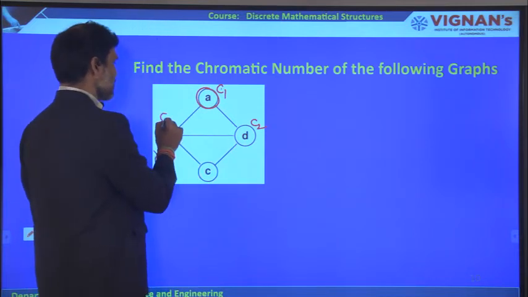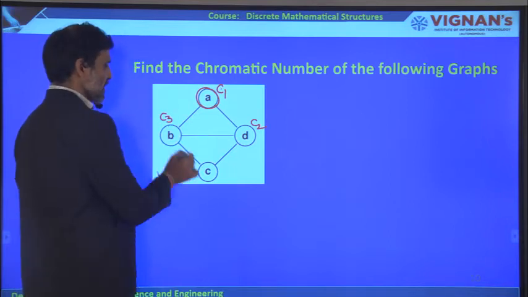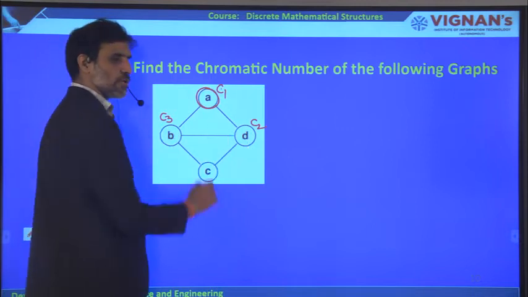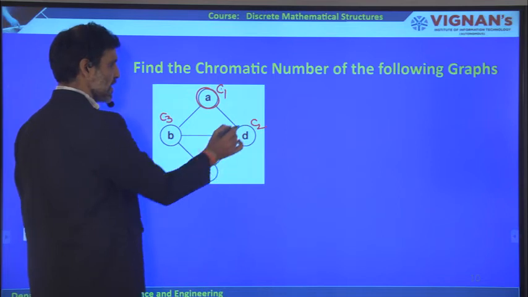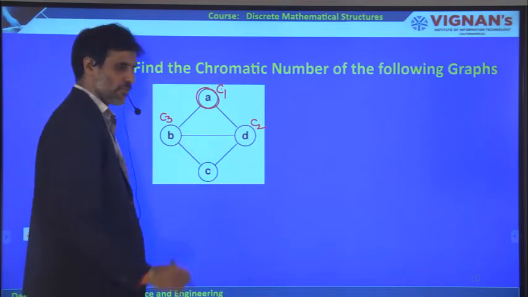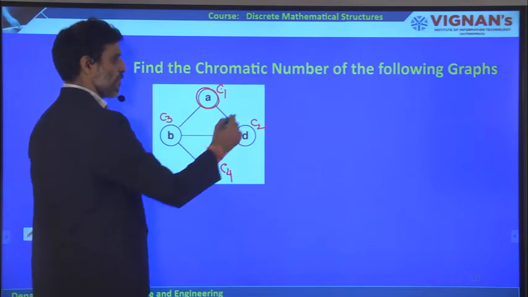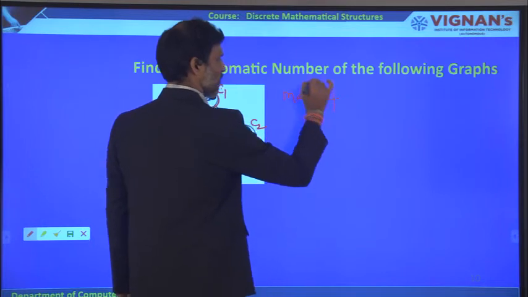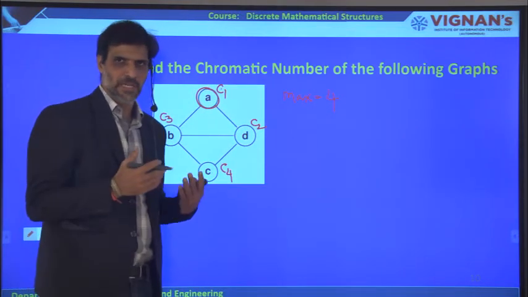So you can color with another color, C3. Now, because C is adjacent to B, and C is adjacent to D, you should not color this one with C3. You should not color this one with C4. So, C2, sorry. Therefore, you can color with different colors. So the maximum number of colors to color all the vertices in the graph is 4. So is it possible to optimize this number of colors in the given graph?